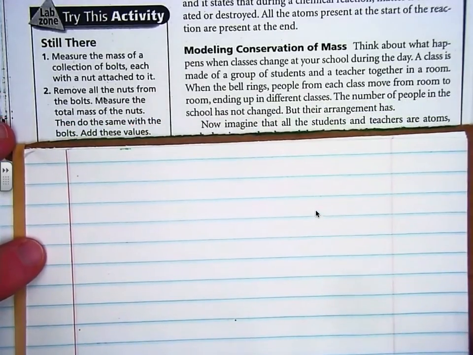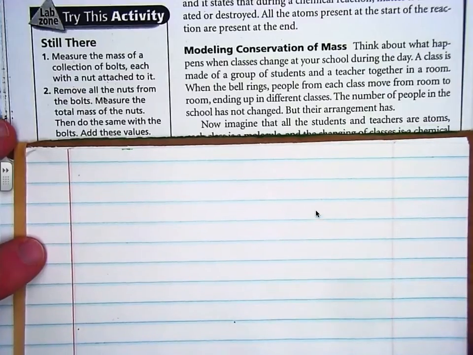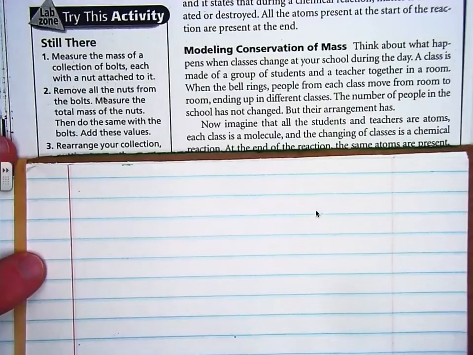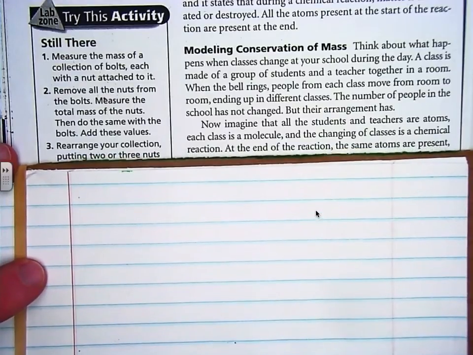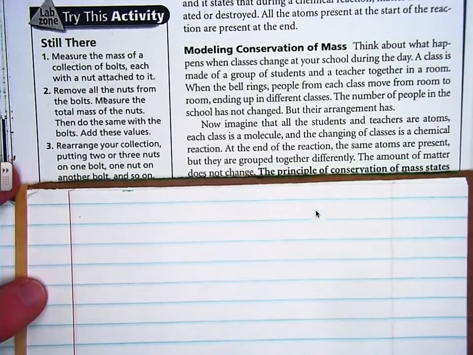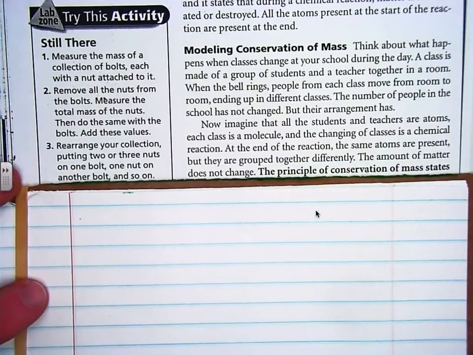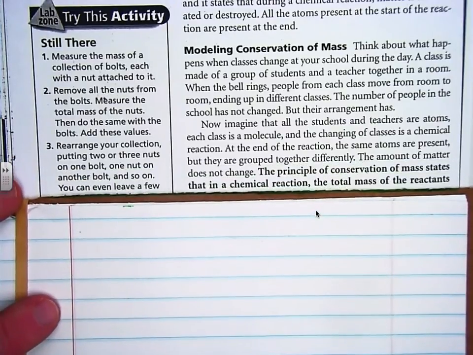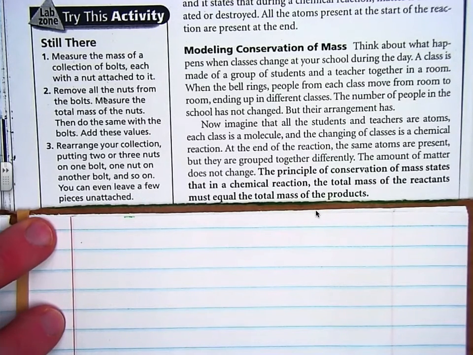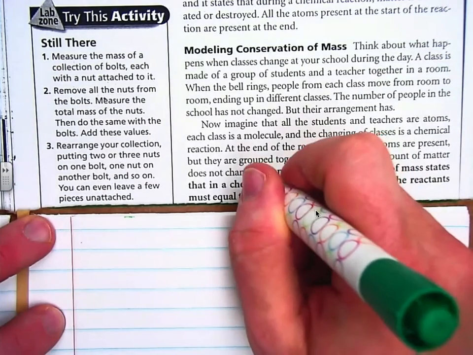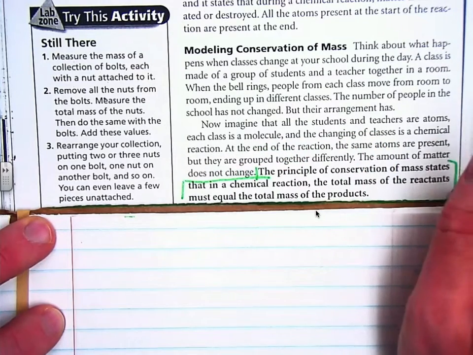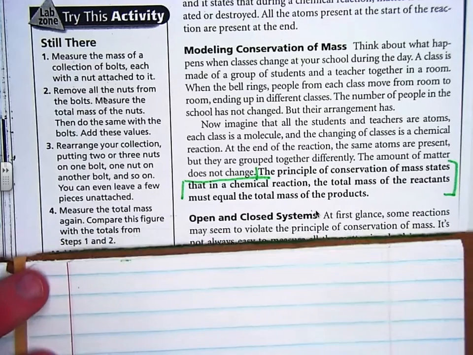Now, imagine that all the students and teachers are atoms. Each class is a molecule, and the changing of classes is a chemical reaction. At the end of the reaction, the same amounts of the same atoms are present, but they are grouped differently. The amount of matter does not change. The principle of conservation of mass states that in a chemical reaction, the total mass of the reactants must be equal to the total mass of the products. That's the official definition. In your notes, you might want to write that, or a quick summary if you can write it in a simpler way.